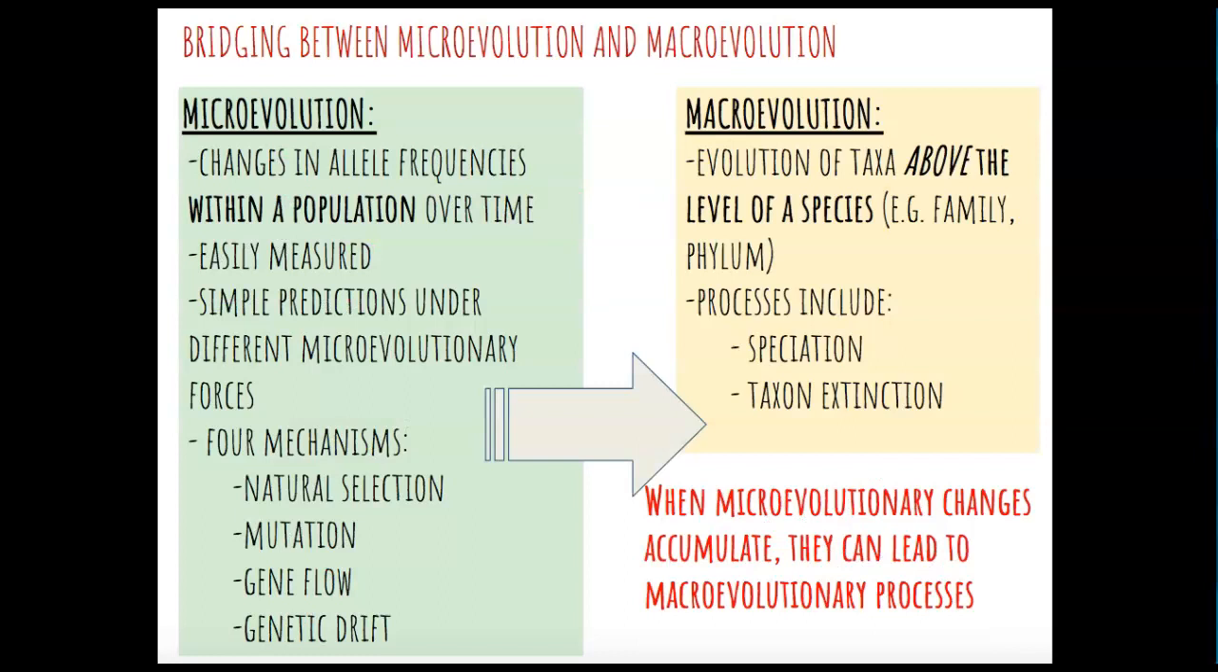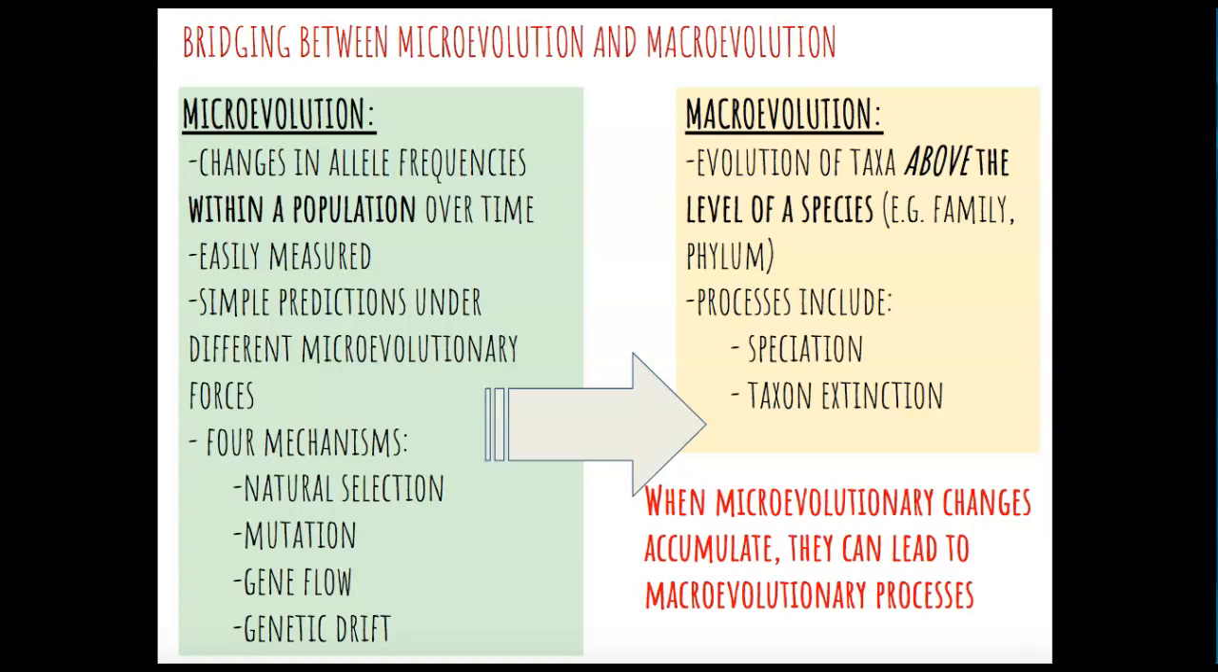So we've talked quite a bit about microevolution, and we will be talking more about macroevolution. A lot of people have an easy time learning and understanding microevolution, which is where we have changes in allele frequencies within a population over time. This is easily measured. It has simple predictions under different microevolutionary forces. The four mechanisms which we've talked about are natural selection, mutation, gene flow, and genetic drift.